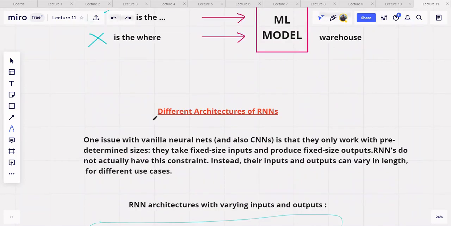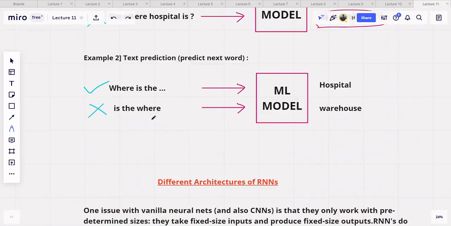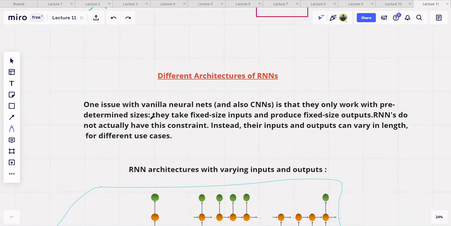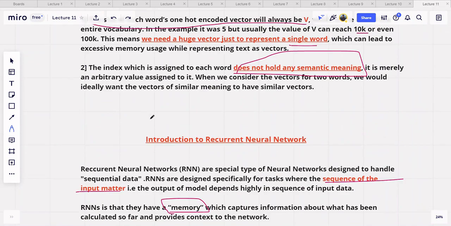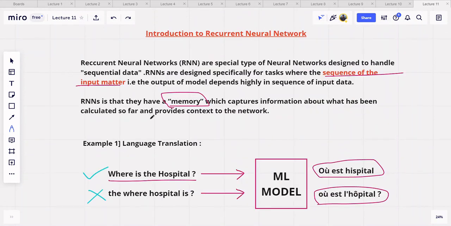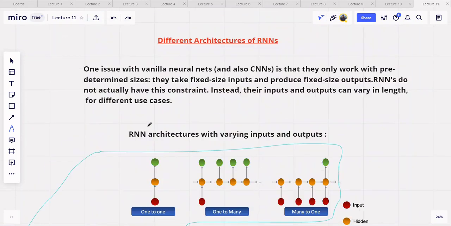So also, let's look into different architectures of RNN. Now, RNNs, recurrent neural networks, are very different from our multi-layer perceptrons. So don't think of recurrent neural networks as something simple like a multi-layer perceptron. In most of the models that we saw here, the input that we gave to the models had predefined sizes.